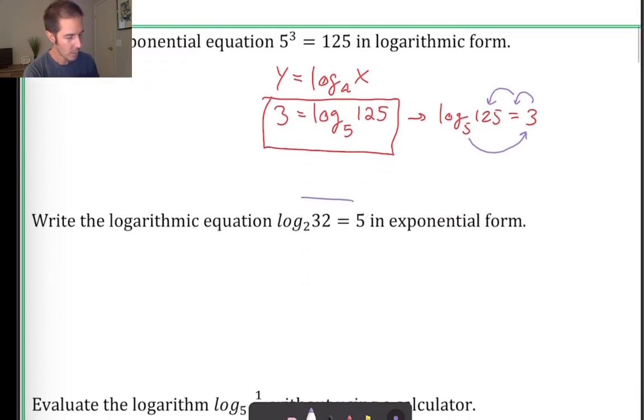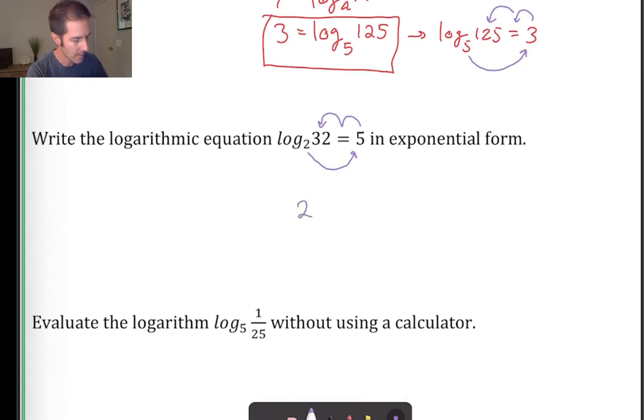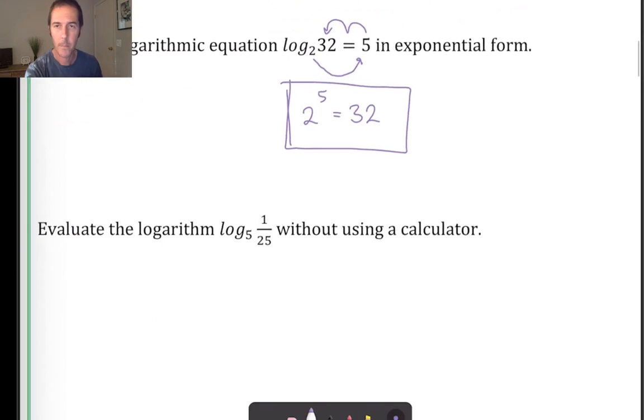Here you see that the equation is written using my favorite format, and so I know that I'm going to be taking 2 and raising it to the power of 5, and that's going to equal 32. So when we write this in exponential form, we get exactly that. 2 to the power of 5 equals 32. And you might see some homework problems where you have to toggle back and forth between these two formats.